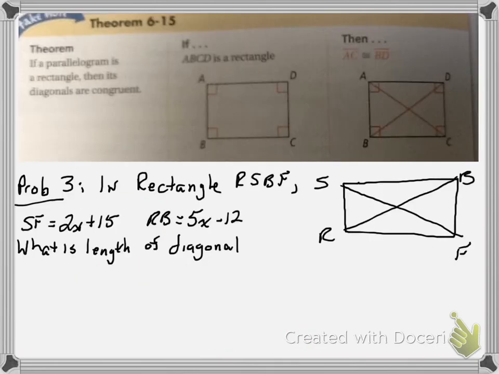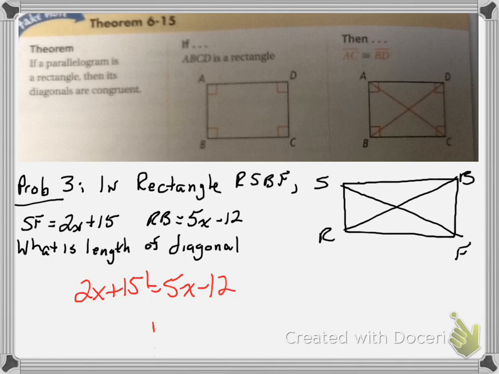In Theorem 6.15, they talk about if a parallelogram is a rectangle, then its diagonals are congruent. So along with the 4 right angles, they talk about the diagonals being congruent. Okay, so in rectangle RSBF, SF is 2x plus 15. So the whole thing is 2x plus 15. And they give me RB is 5x minus 12. So we know, according to Theorem 6.15, that our diagonals are congruent. So I can take 2x plus 15 and set it equal to 5x minus 12.